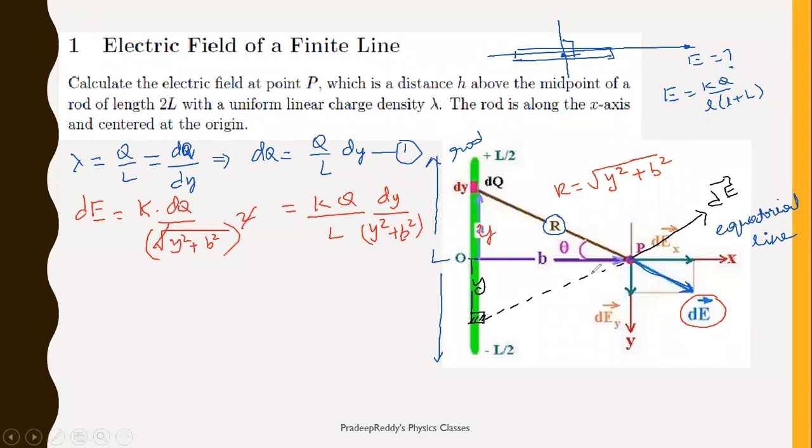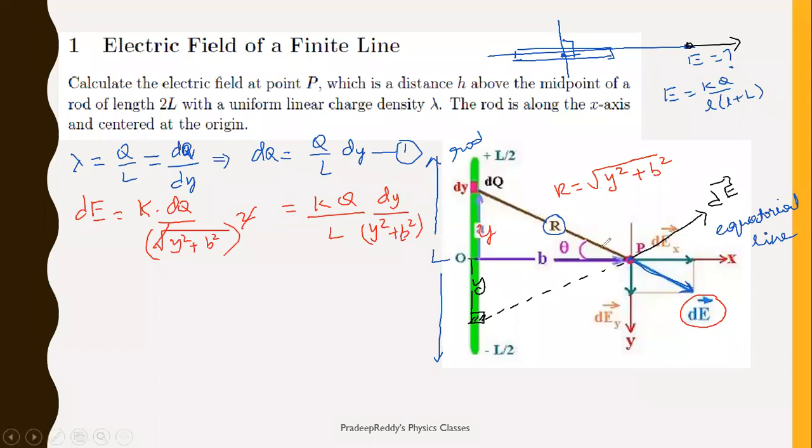Now in the previous problem, as all the elements were producing field in the same direction, the positive x-axis, I added them. But now it is not like that. Because of this rod, each element produces its field in different directions. Now if you take the fields due to these particular elements, you will get fields in different directions. You cannot add them directly. Therefore what you need to do is resolve these vectors into components, right? So I will resolve these vectors into components this way.